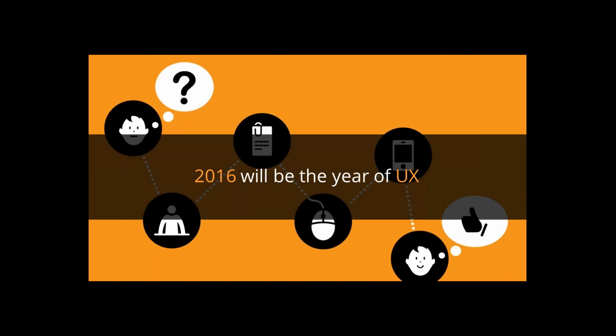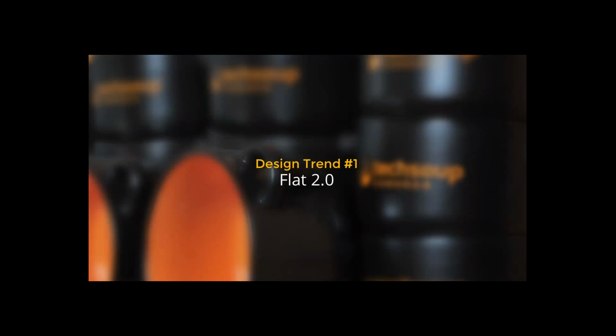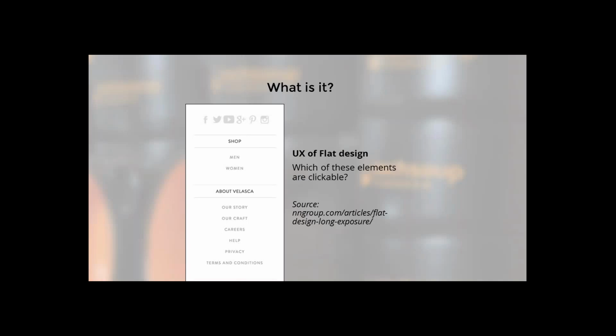So the easier and more straightforward it is for them, the better their user experience will be. So the first design trend we're looking at is Flat 2.0. Now, the predecessor of Flat 2.0, which is flat design, is the standard right now. And flat design is based in minimalism. It's design that has no depth perception. It comes off as very two-dimensional and flat, hence its name.